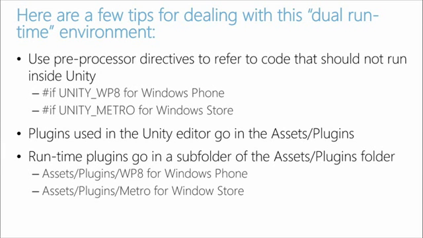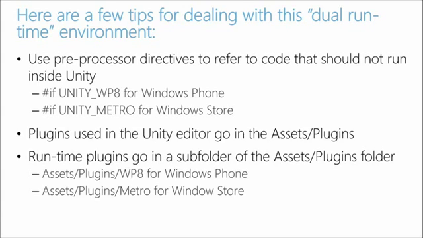Here are a few tips that we're going to talk to you about, with dealing with this dual runtime environment, things that you can do to mitigate this issue. One of them, right off the bat, is the preprocessor directives. Basically you use certain types of if statements inside of your code. These are preprocessor, so they happen before the compiler gets through building your game and running it. So it's a way to say, only include this if I'm on this platform and so on. It's one way to handle those kinds of situations.